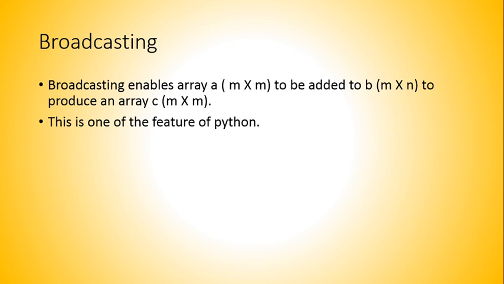So what does broadcasting do? It enables, for example, let's say array A is of 4 cross 4 size, to be added to an array of 4 cross 1. Even though there would be a size difference, broadcasting enables array A, which is of dimension m cross n, and array B, which is of dimension m cross 1, to produce an array C, that is m cross n. Let us check it by an example here. Okay, this is one of the features of Python that is available.